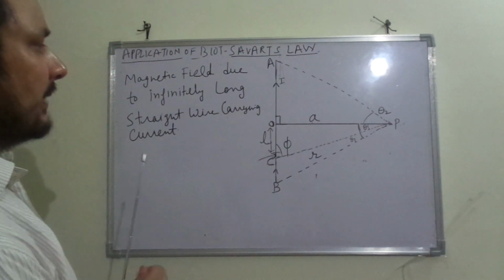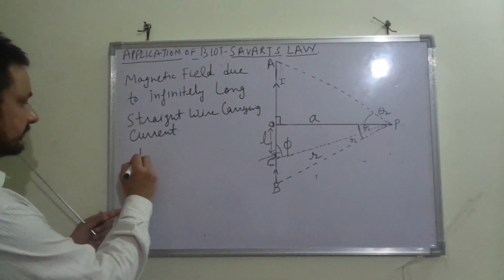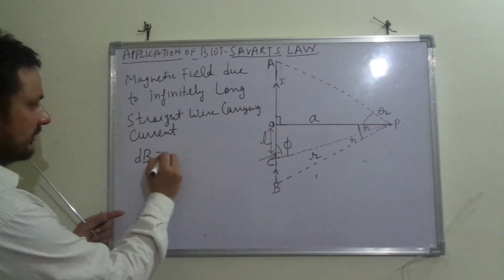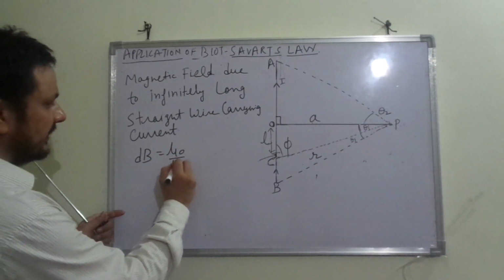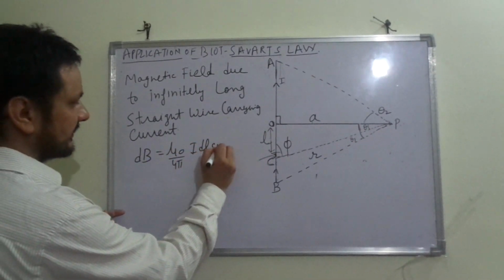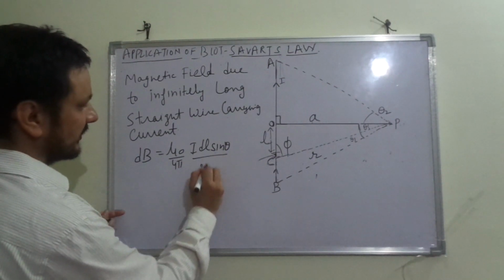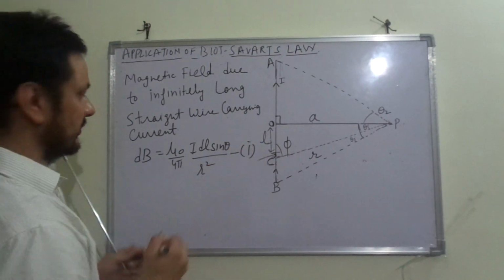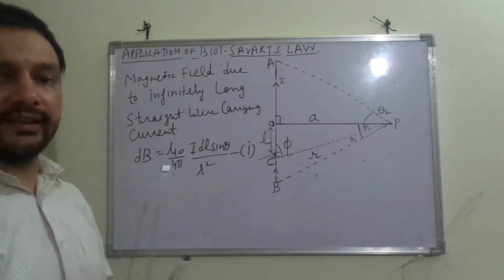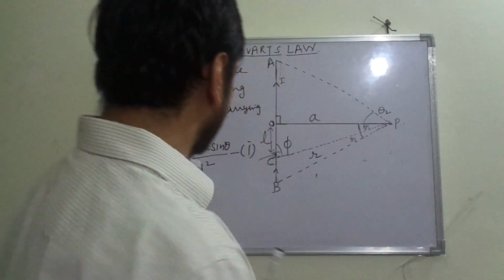Now what is the magnetic field due to the current carrying element? That is mu naught upon 4 pi I dl sin theta upon R square. Let it be your first equation.